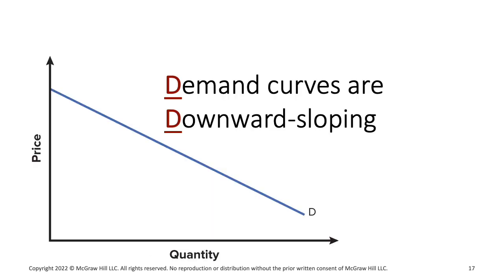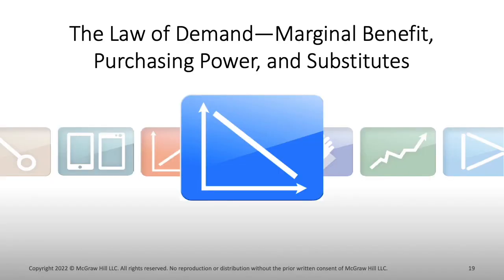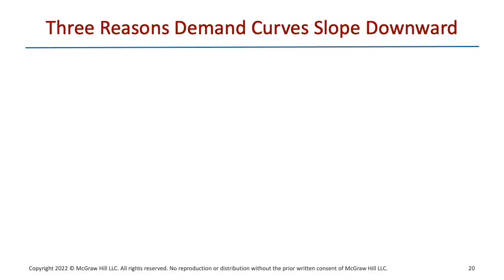Okay, demand curves are downward sloping. This is that inverse relationship. If you're presented with a supply and demand curve, the demand curve will always slope down and to the right, and a supply curve will slope up and to the right. Law of demand, marginal benefit, purchasing power, and substitutes. This is where we're going to be getting into individuals' reaction to the law of demand.